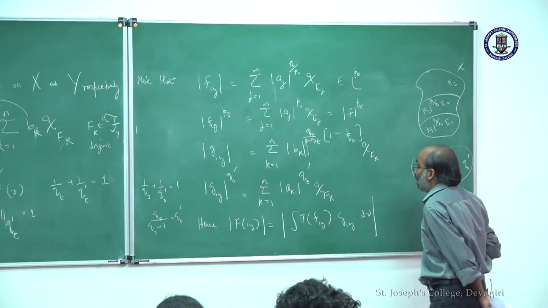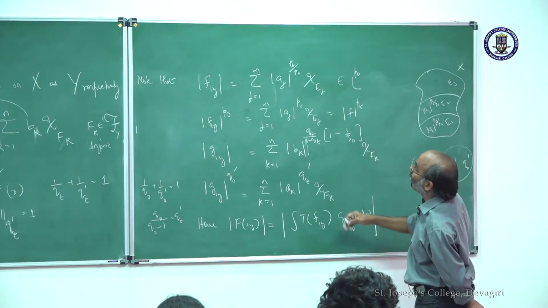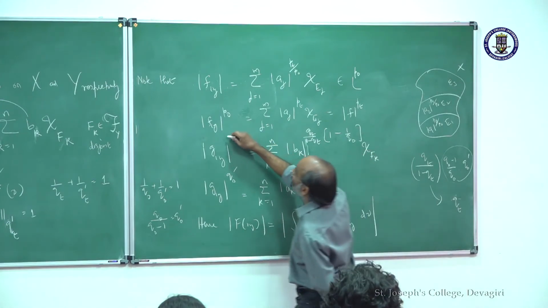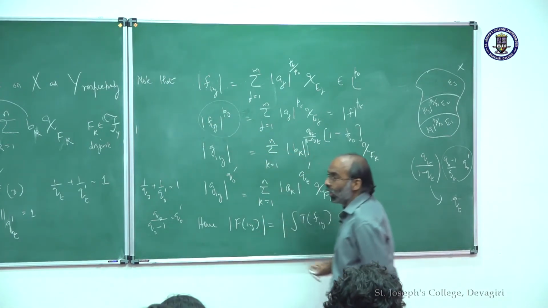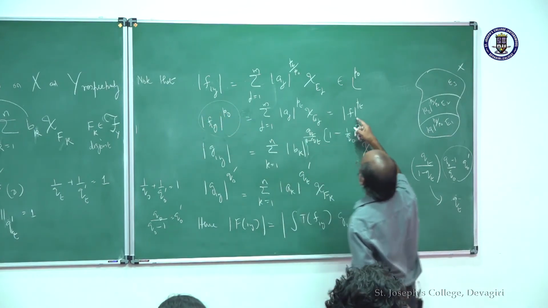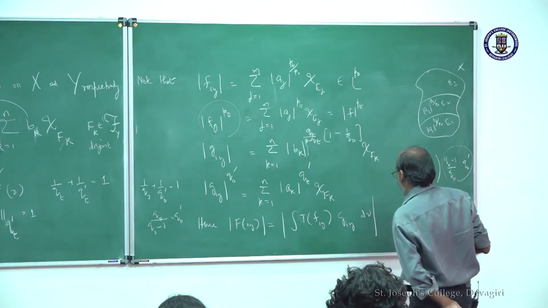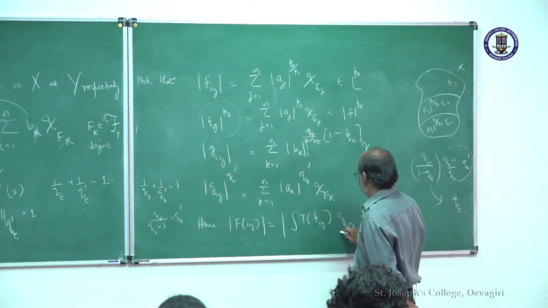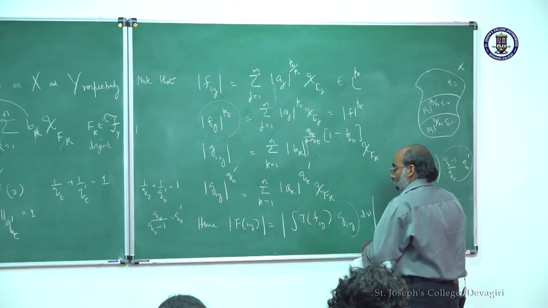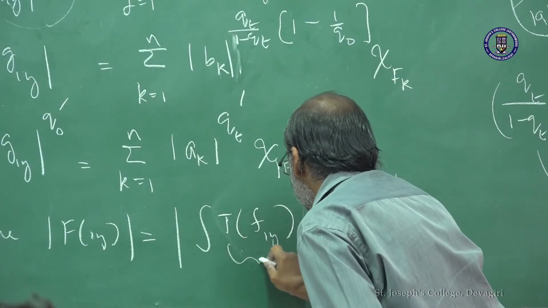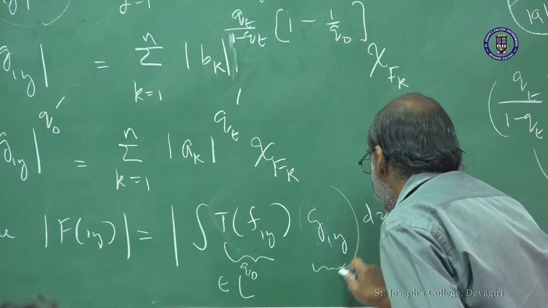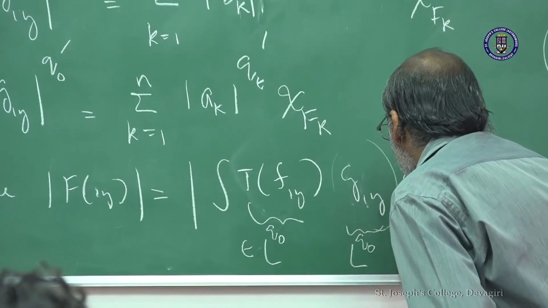Well, everything is here. F iy, I know what it is. I apply t to it. I know that f iy is in L p naught, because its p naught integral is simply the integral of this, which is 1. So that is norm 1. And similarly, this belongs to the dual of q naught. So let us write down, this belongs to L q naught. This belongs to L q naught prime.